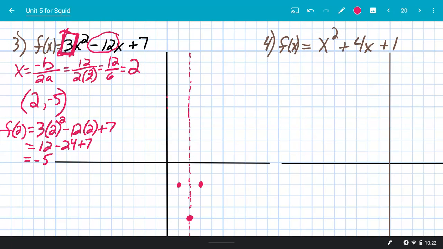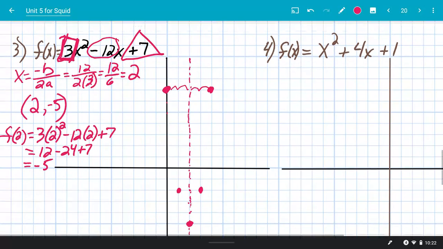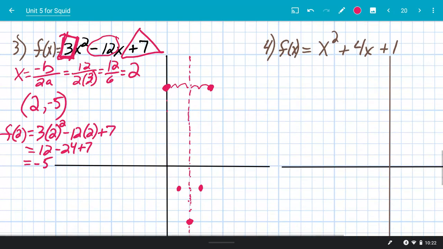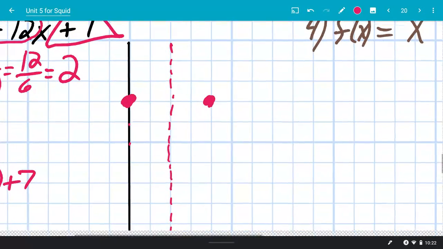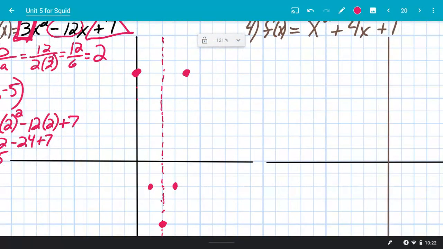Now, just to hammer this one home, I want to go ahead and use my constant too. What's my constant? Positive 7. 1, 2, 3, 4, 5, 6, 7. It's right there. Remember, our constant is our y-intercept. And I'm going to mirror that thing across. So it should be right there. Okay. And here is my parabola.